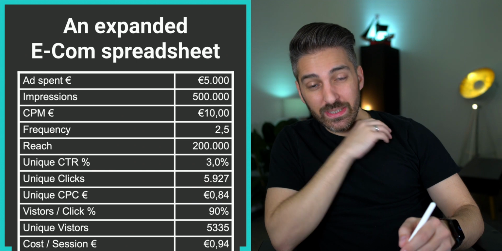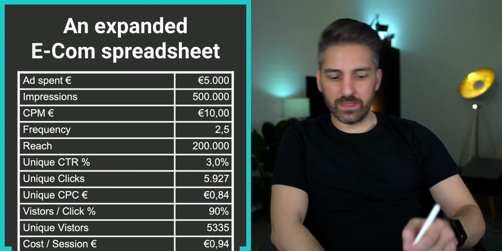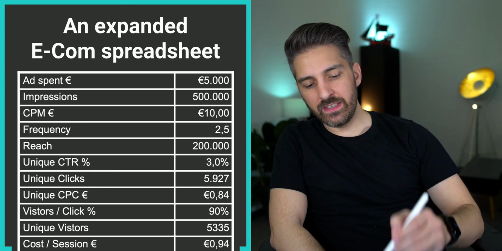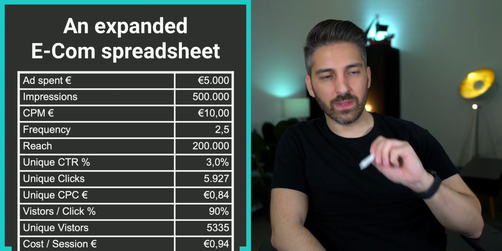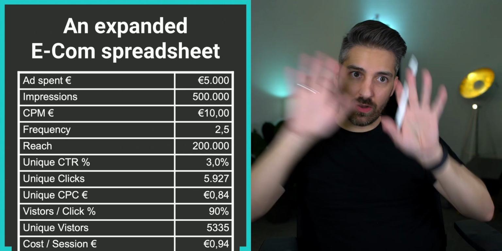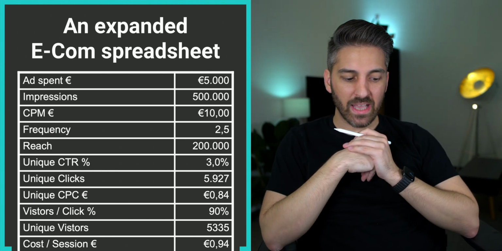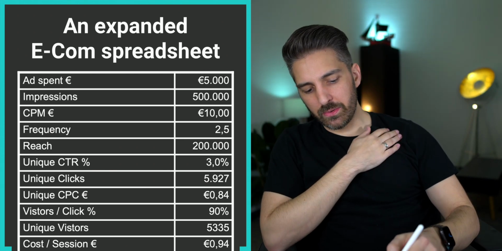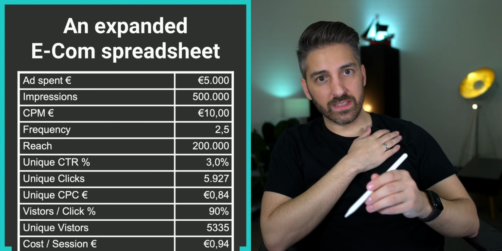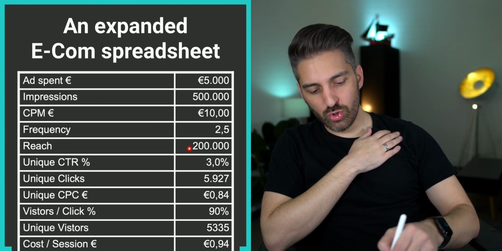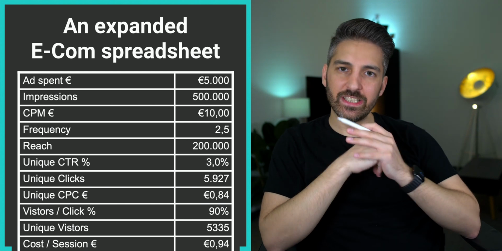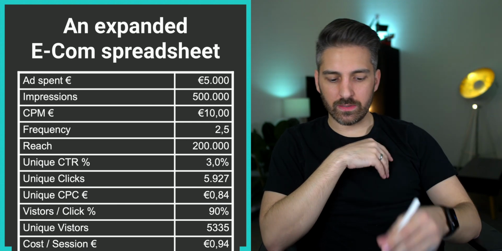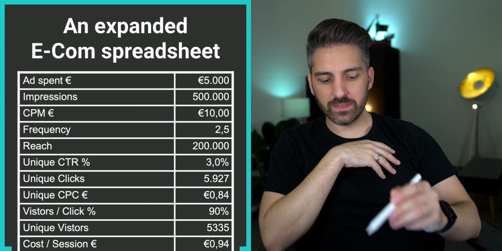It is pretty normal on Facebook and Instagram to pay 10 euro for 1,000 impressions, which results in 500,000 impressions of our ads about our amazing product. In a 30-day period, it's absolutely okay if they see it 2.5 times. So 200,000 people that we reach actually see your product. They see it on average 2.5 times.